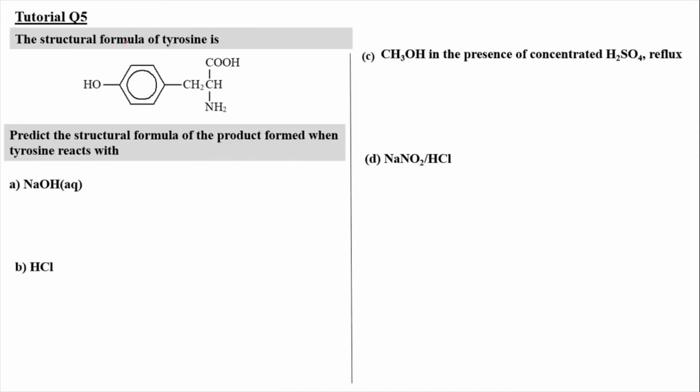So for tutorial question 5, the structural formula of tyrosine is given here. Here we have an alpha carbon, where the alpha carbon is attached to the carboxyl group and amino group, and here is the side chain R. Okay, and we have to predict the structural formula of the product when the tyrosine reacts with the following reactions. Okay, so let us look one by one.